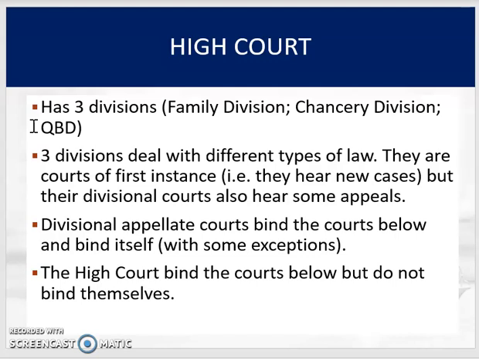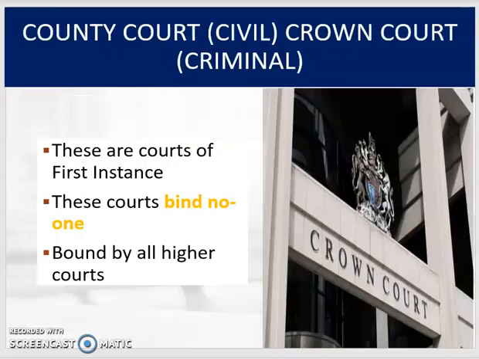You can see there that the divisional appellate courts bind the courts below and generally bind themselves. And the High Court binds the courts below, but doesn't bind itself. Okay, so it's telling you that the first instance sections don't bind themselves, but the appellate section in each of these will bind themselves. And then if we go down to our next courts, we've got the County Court and the Crown Court.